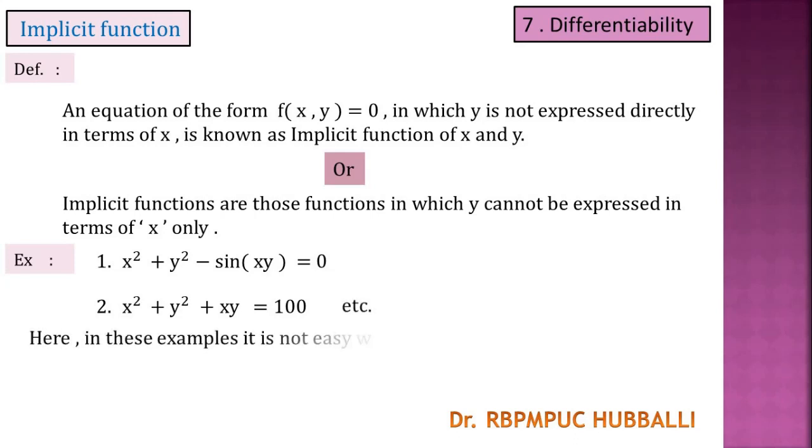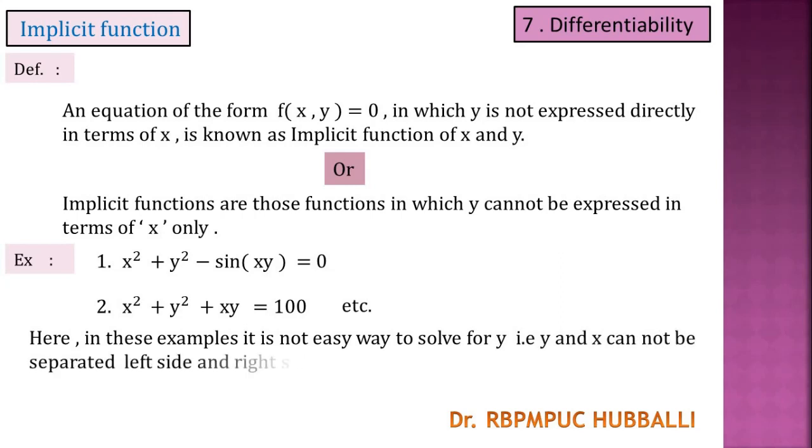In these examples, there is no easy way to solve for y, that is, y and x cannot be easily separated to the left side and right side. Therefore these are called implicit functions. I hope you understood what is meant by implicit function.